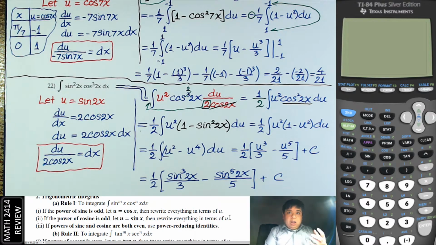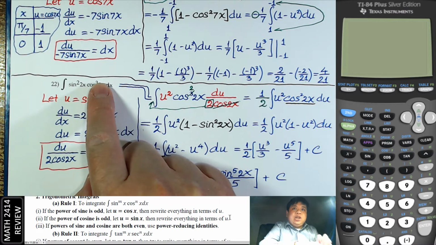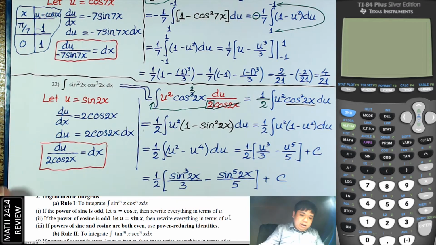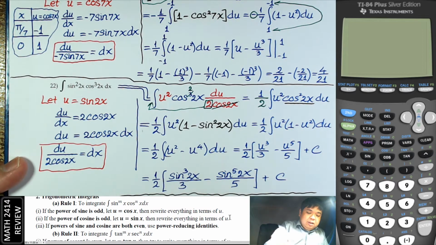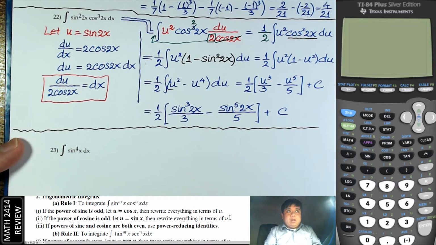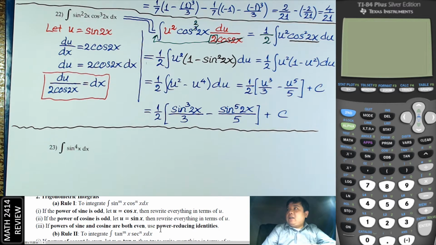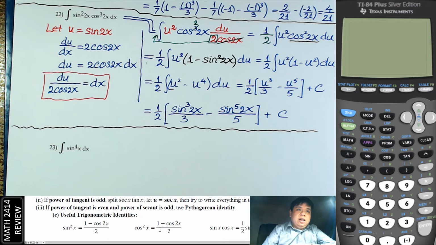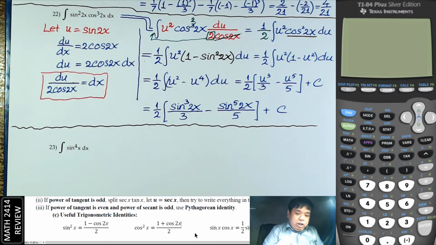Whatever the cube power, I mean an odd power, on whatever function, we will let u be the other function. Whatever the odd power is on a function, let u be the other function. Now, unless of course when all of them are even. If it is even, we use the power reducing identity, and the power reducing is here. So this one we have to use power reducing.